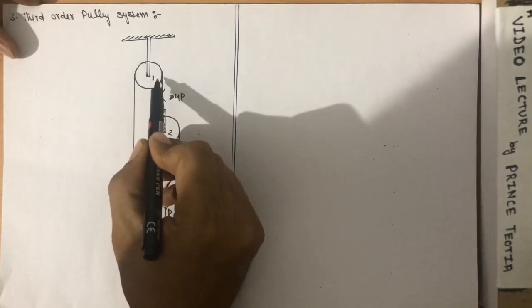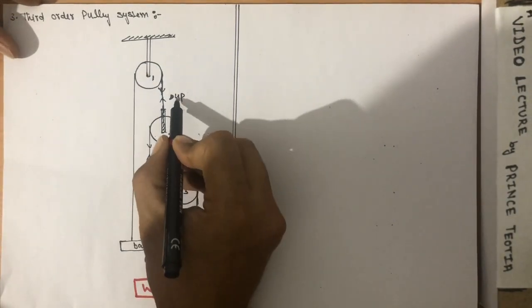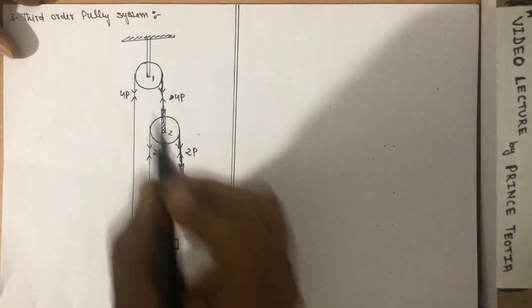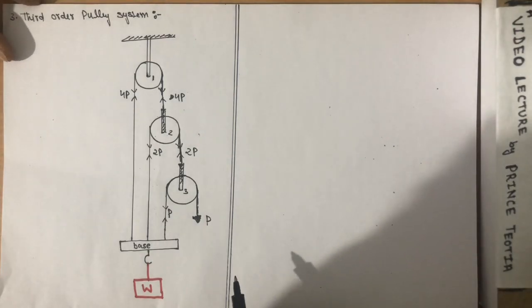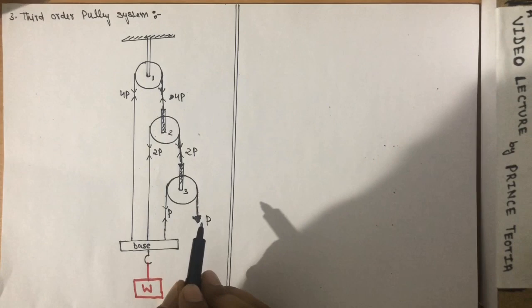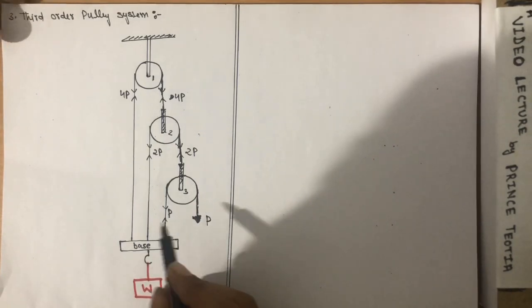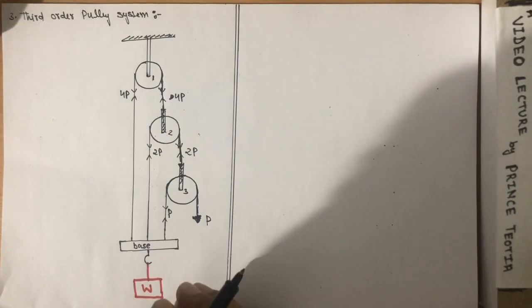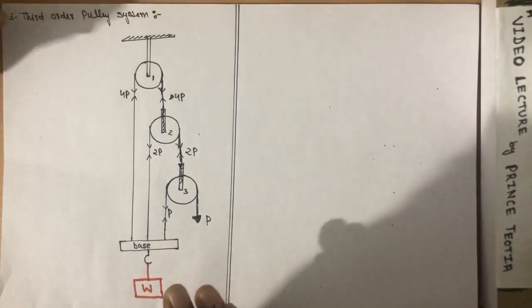Then assume the equilibrium of this. So if this is 4P, then this will be 4P, because this is the ideal condition, there is no friction. Just apply the concept of pulley and the rope. Now we have to find out the relationship between P and W.